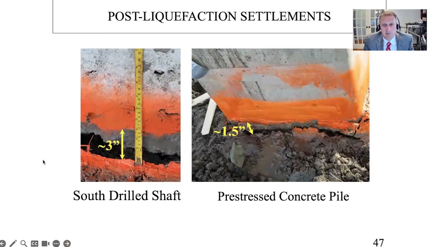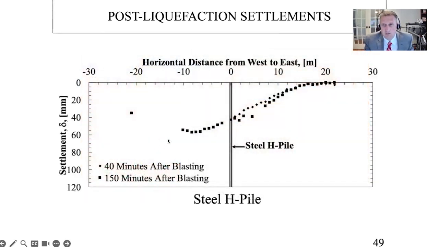So here's just an example of how much settlement we had. We spray painted the soil next to the foundation just to see how much soil settlement there was at the location of the pile. For the south drilled shaft, we saw about 3 inches of soil settlement relative to the location of the, in this case, drilled shaft or driven pile. For the pre-stressed concrete pile, we saw about 1.5 inches. So this could be size effects that are causing a little bit more changes there.